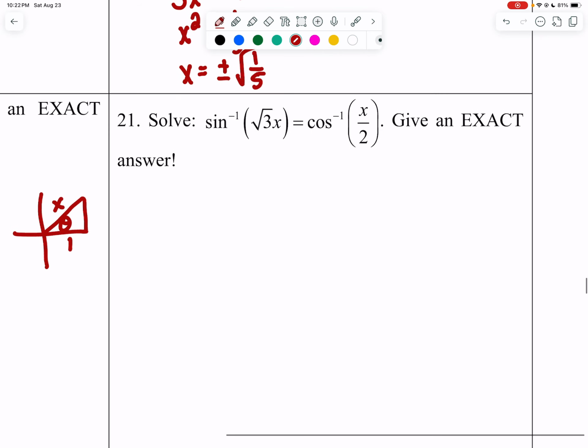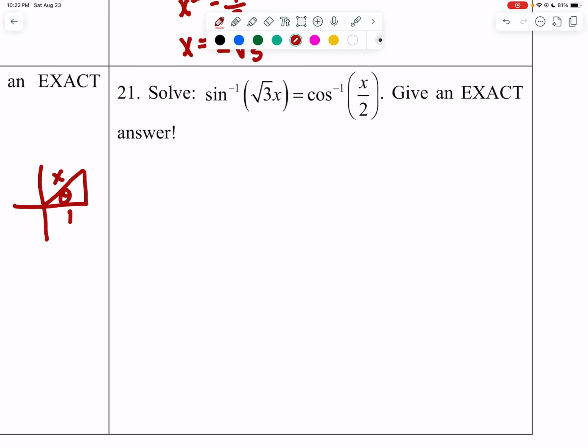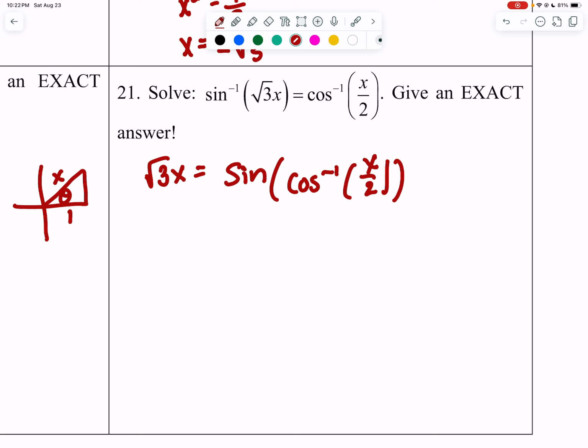All right, so for number 21, we have inverse sine of root 3x and inverse cosine of x over 2. This one's going to be very similar to 19, where our solution needs to be in quadrant 1. So what we are going to do here is take the sine of both sides so that I get this right here. Make your little triangle for cosine. So cosine is x over 2. And then using Pythag, we should get the square root of 4 minus x squared here.